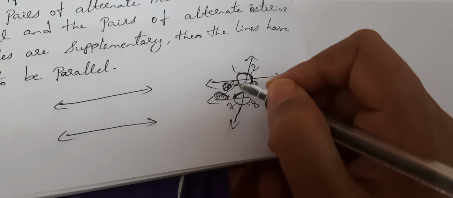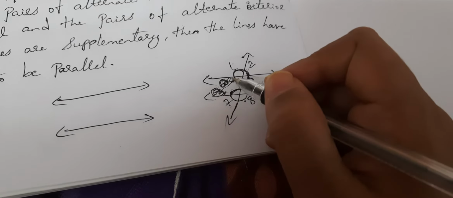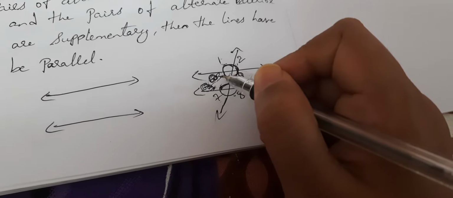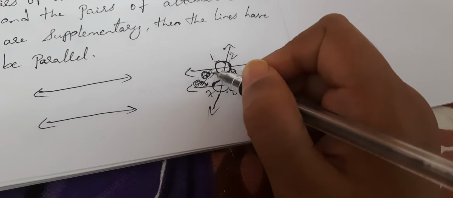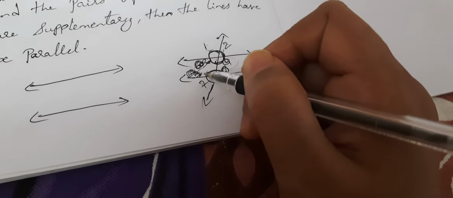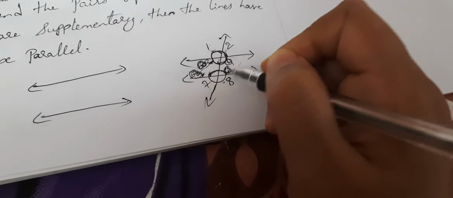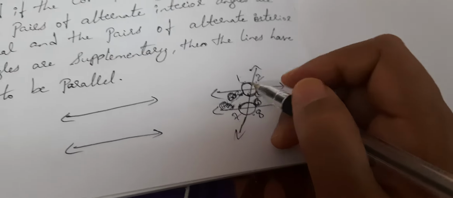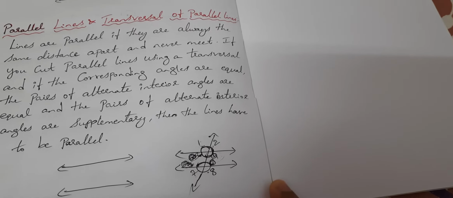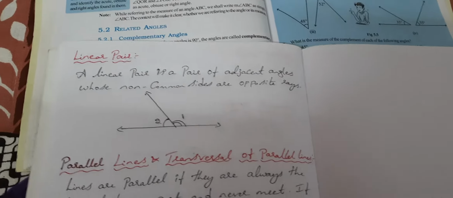See here 1, 2, 3, 4, 5, 6, 7, 8. Pair of alternate interior means what? Here 3, 4, 5, 6 are there. Alternate interior means one you take from the upper angles, one more you take from the other angles. So I took 3, 5 and 4, 6. So this also will be equal. So this is parallel lines and transversal of parallel lines. Now with this introduction, we will go to exercise 5.1.